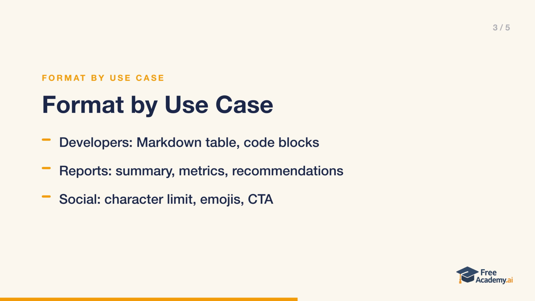For reports aimed at a manager, structure it professionally. An executive summary in 2 or 3 sentences, key metrics as bullet points, and recommendations as a short numbered list. For social media, the constraints are different again. A tweet needs to stay under 280 characters, maybe include 1 or 2 emojis, and end with a call to action. Same underlying task, very different formats. Always ask yourself who the audience is before you pick the shape of the output.